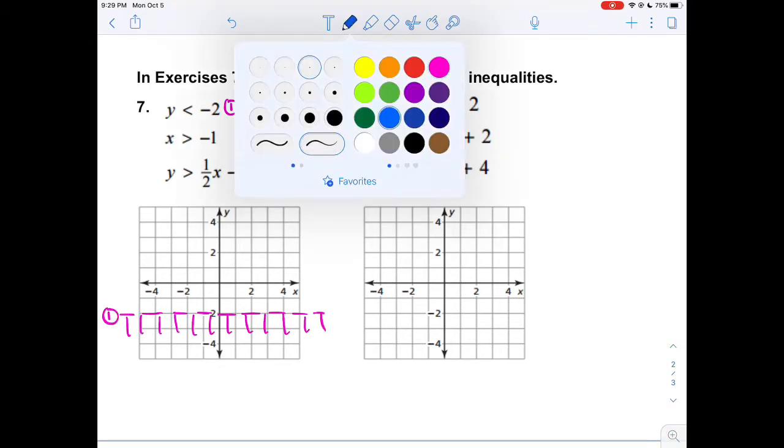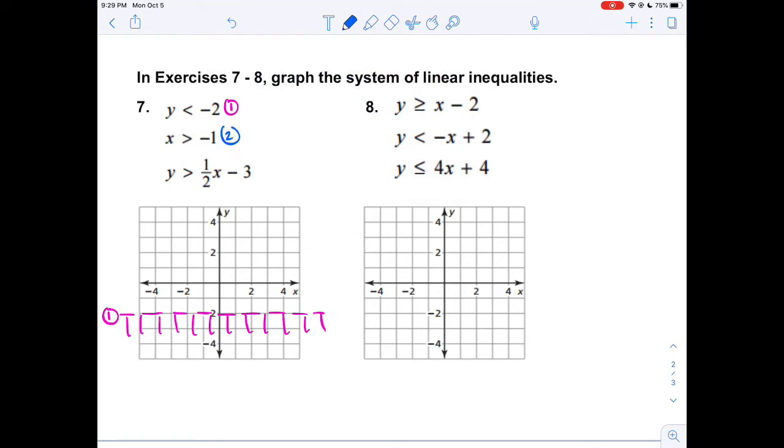Equation 2, we'll go ahead and do in blue, and that is x is greater than -1. And so that's going to be a line here at -1, again dashed because it's a greater than, but not a greater than or equal to. And we want our shading to go towards the bigger numbers, so in this case, bigger x's. Again, you can take a peek back at Desmos if you need to.